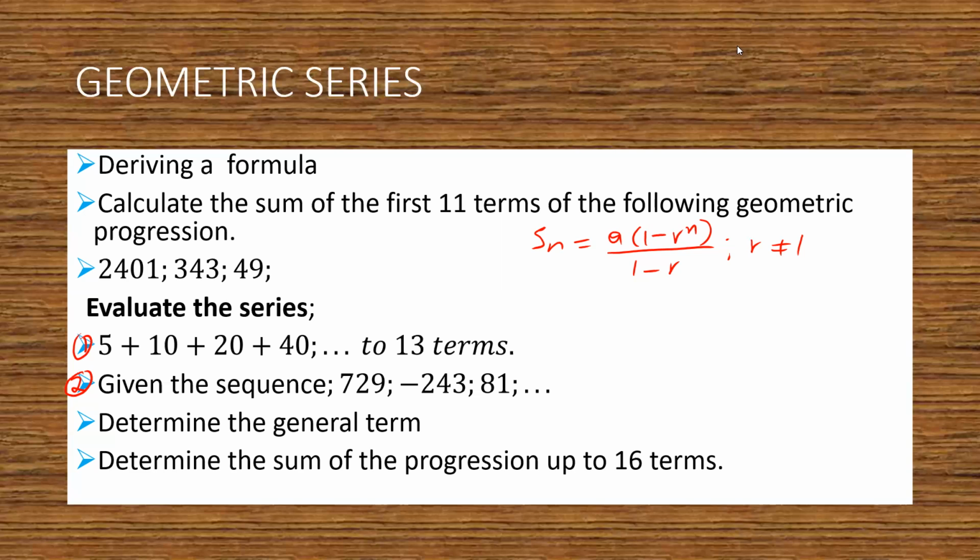Done. All right, give it to me. What do we have? The value of A is 729. So we've got S what? All right, let's start with Tn. What did you get as Tn?